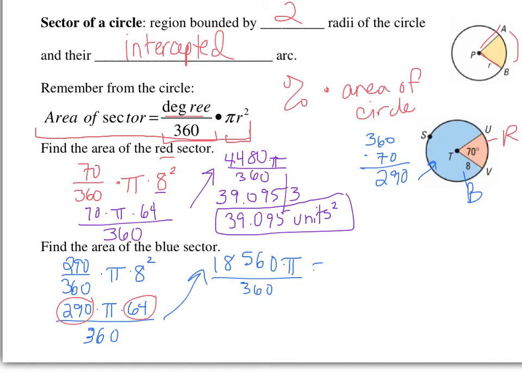So when I do that, I get 161.96655, and I want to round it to the thousandths. So I need to stop it right there. So it'd be 161.967 because this 5 bumps that up. And this again does not have units, so we're just going to write units squared.